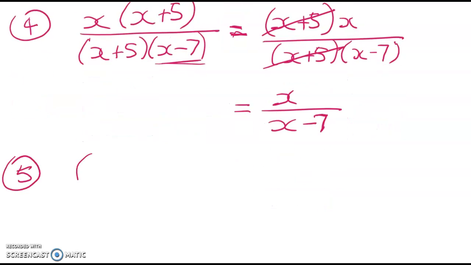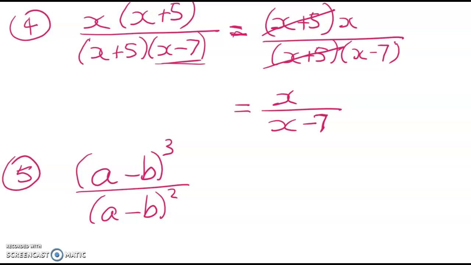Number 5. Now these look bad, but they're really not bad. The key thing here is to think of a minus b as a blob. Right, so I've got a blob cubed divided by the same blob squared. So it's just like when I was first starting algebra and I had x cubed divided by x squared. Well, we can simplify using our rule that if I've got the same thing, I just subtract the powers. Or, for the first one that we're doing, I can write it out the long way.